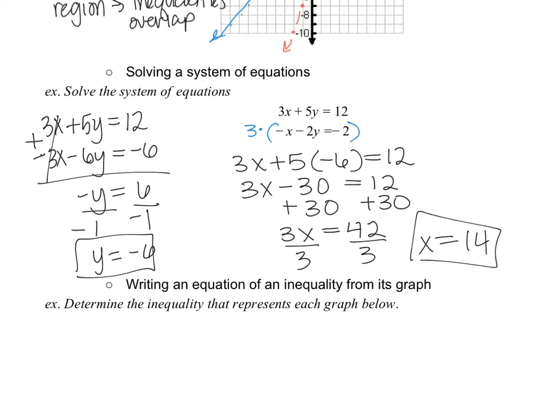So we have two options at this point. I can leave my answer as x equals 14, y equals negative 6, or I can write my solution as a point, which gets written x comma y, which is 14 comma negative 6.